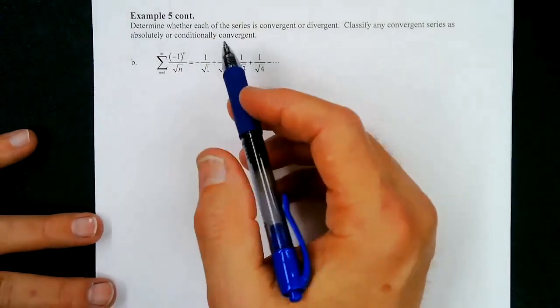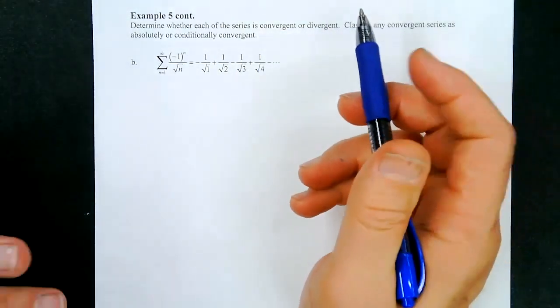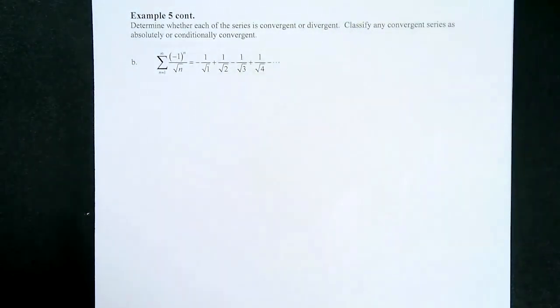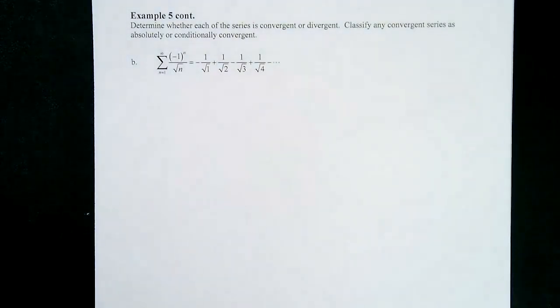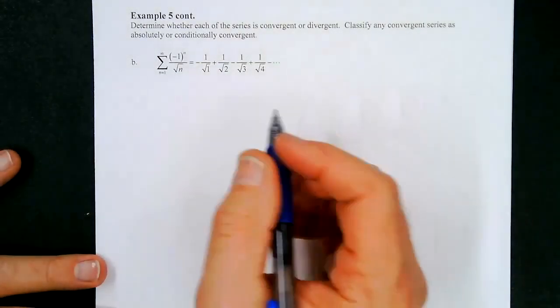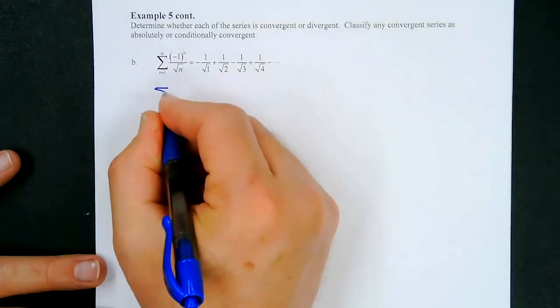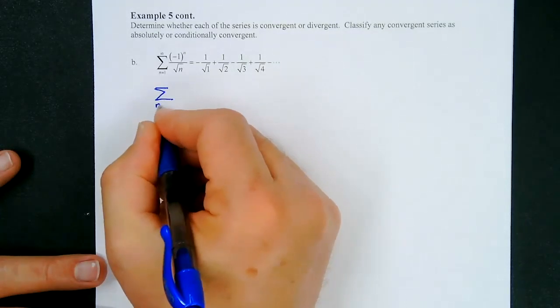For this next one, I want to determine whether each of these series is convergent or divergent and classify it. Is it divergent, absolutely convergent, or conditionally convergent? Because there's three of those. Here's our series. I wrote out the first few terms for us. Let's see what this series becomes if we take the absolute value of it.